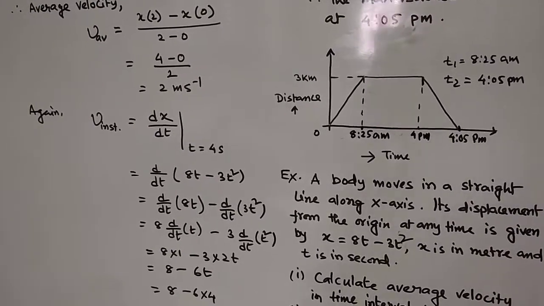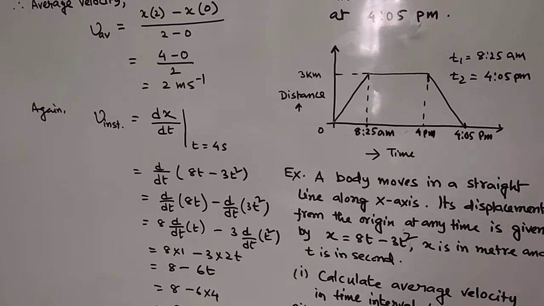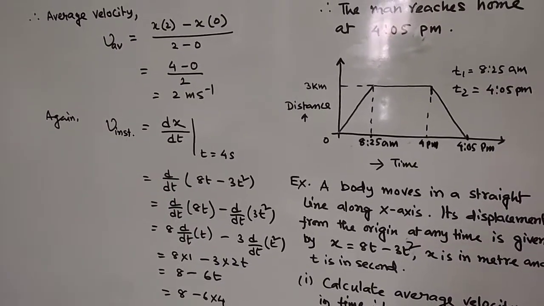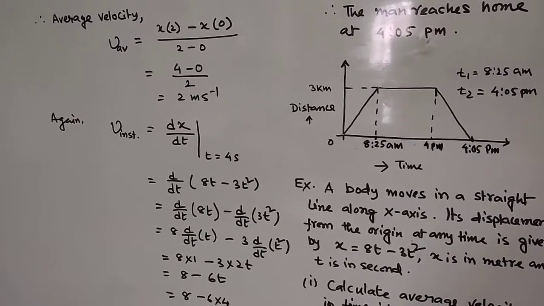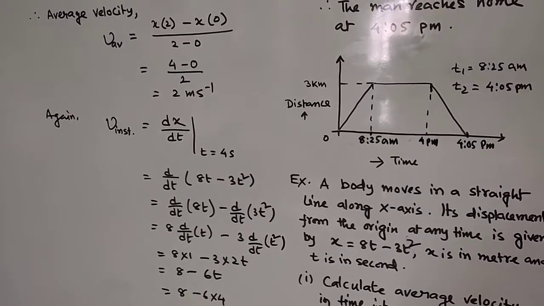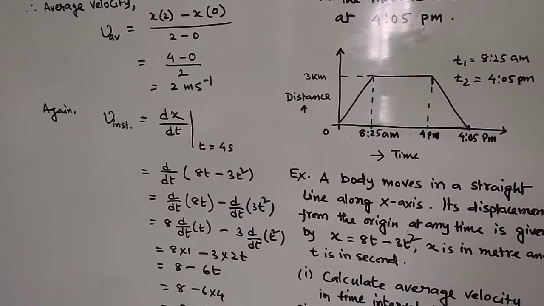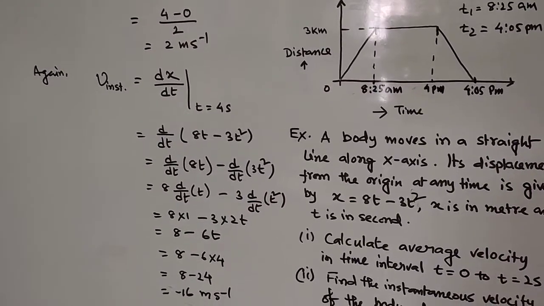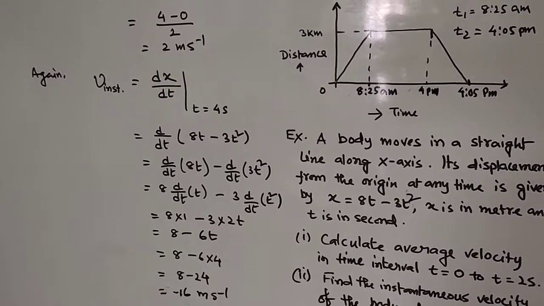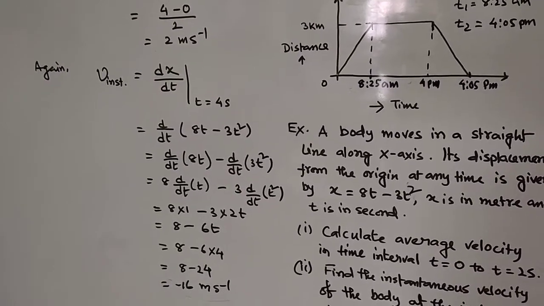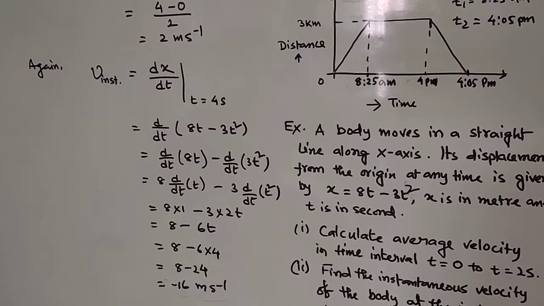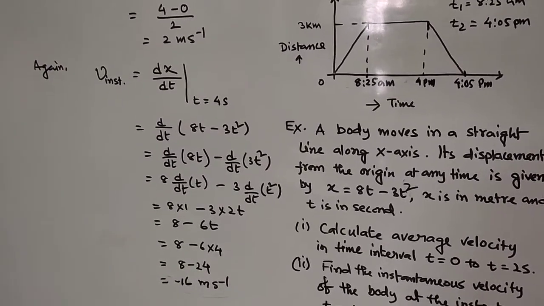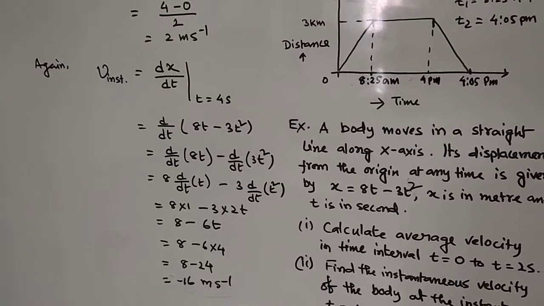Now we use the formula d/dx of x to the power n, which we already gave you in our previous class: d/dx of x to the power n is n x to the power n minus 1. So d/dt of t is 1, and d/dt of t square is 2t. So ultimately you get 8 minus 6t. So 8 minus 6 into t, with t equal to 4 seconds, because you have to calculate at the instant t equal to 4 seconds. So 8 minus 24, which comes out to minus 16 meter per second.